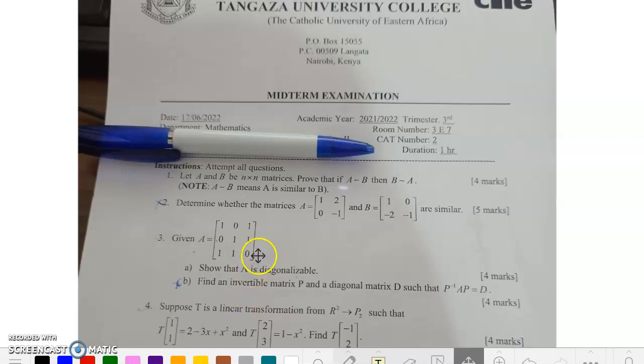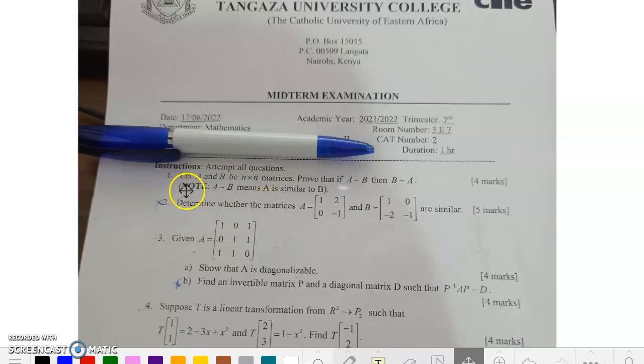Welcome to the second series of this linear algebra, and we are continuing with question number 2, and we are to determine whether the matrix A is similar to B. Matrix A is a 2 by 2 matrix which is given by 1, 2, 0, -1, and matrix B is given by 1, 0, -2, -1. And we are to determine whether these two matrices are similar by computations.